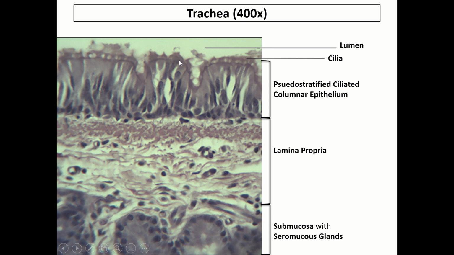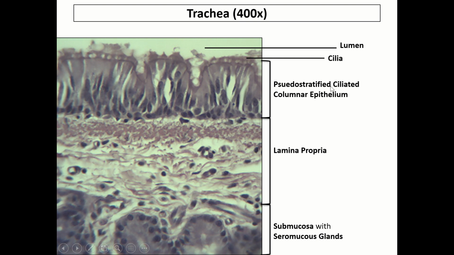Some of the cells are taller than the others, so their nuclei sit up a little bit higher. Because it gives you this falsely stratified appearance, it's referred to as pseudo or falsely stratified. So it's truly simple, but it looks like it's stratified tissue.